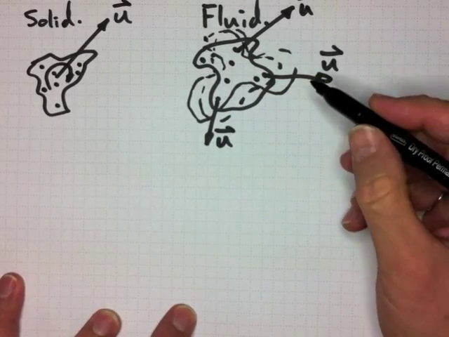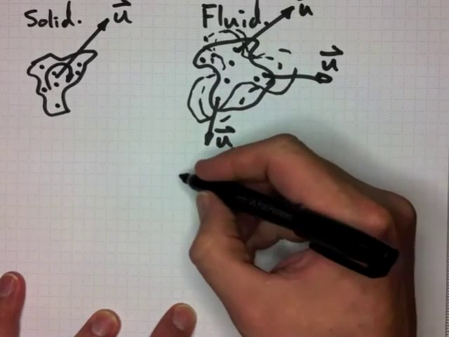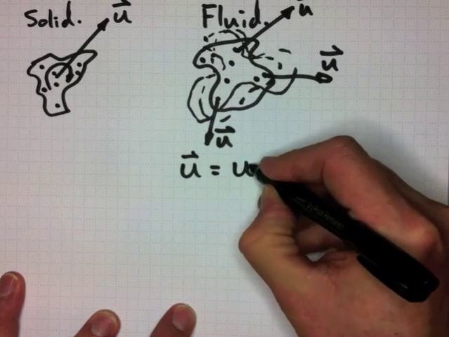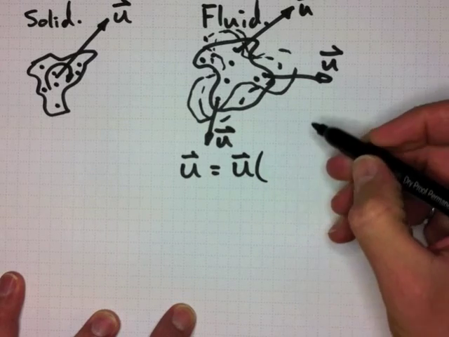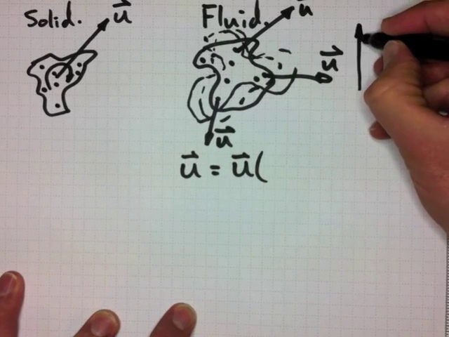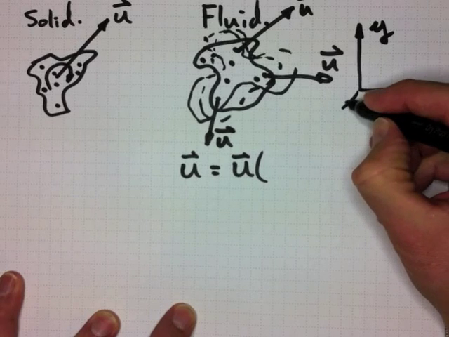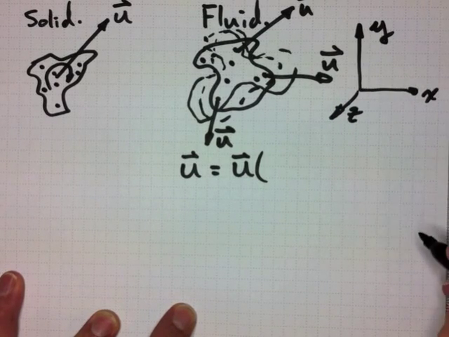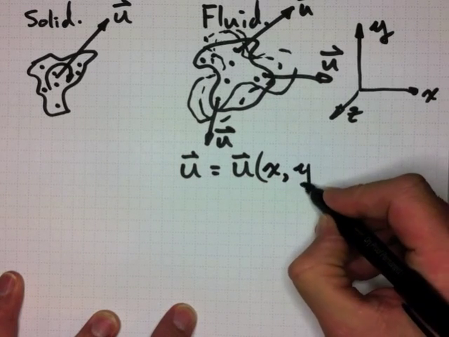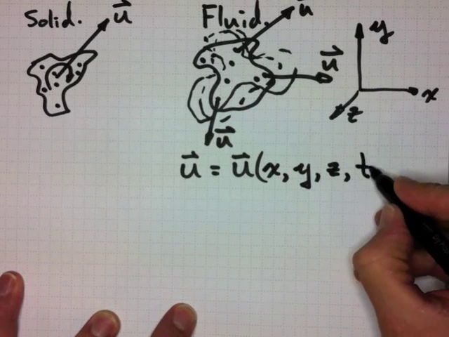And as a result, we need to define the velocity of the fluid in terms of field variables. So the velocity, u, is some function of where we're looking in space. So if we have a coordinate system, x and y and z, the velocity will be a function of where that particle is located, x, y, and z in space, and it may change with time.